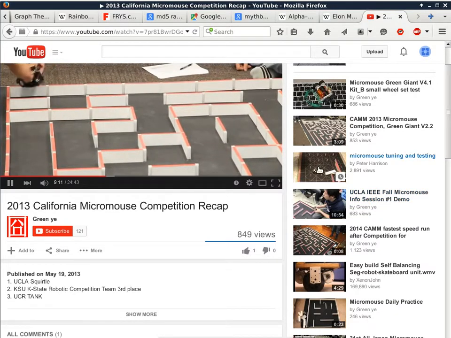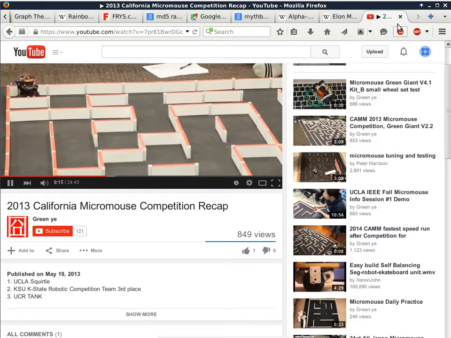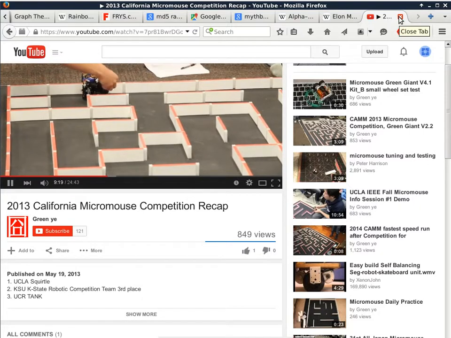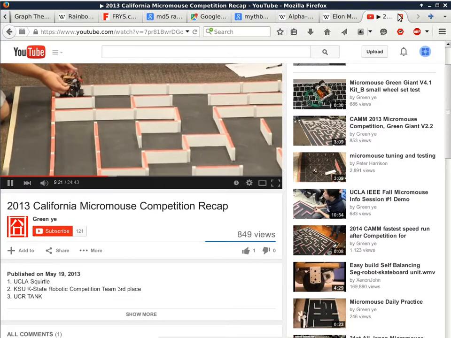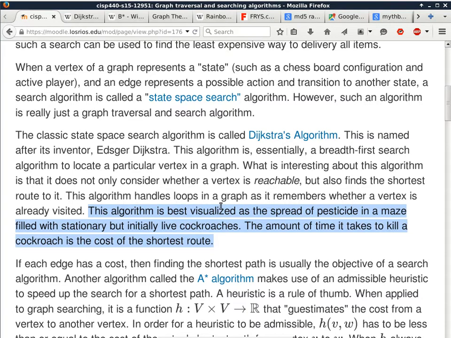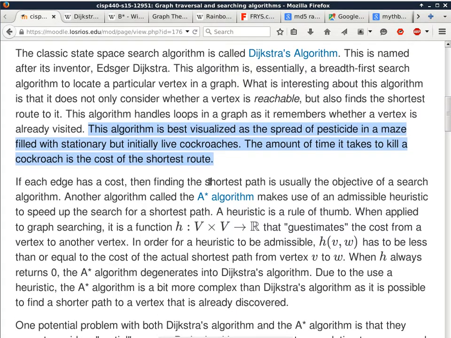So anyway, that's one application of the search algorithm, or at least a modified version of Dijkstra's algorithm. Okay, so I'm going to stop this one here. I know it's entertaining, much more entertaining than looking at this stuff here.